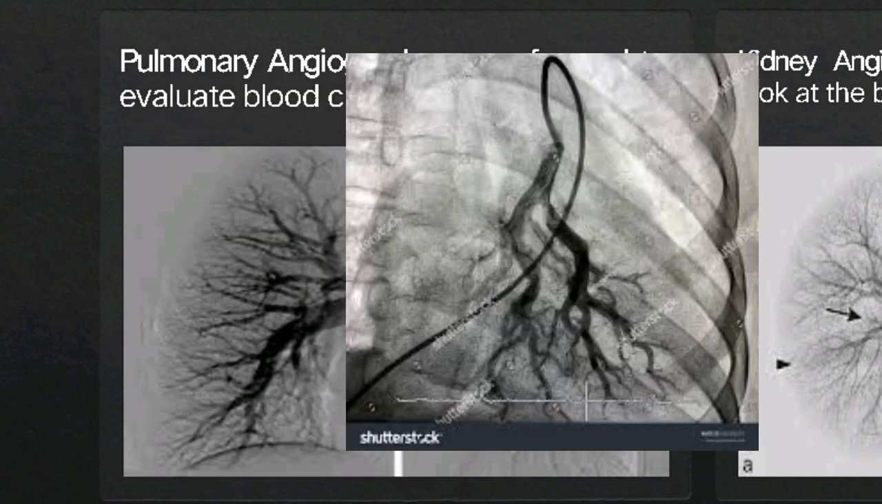Throughout the procedure, the patient's vital signs are monitored to ensure that the catheter doesn't cause arrhythmias or irregular heartbeats. The contrast medium is then injected into the pulmonary artery where it circulates through the lung capillaries. The test typically takes up to 90 minutes.